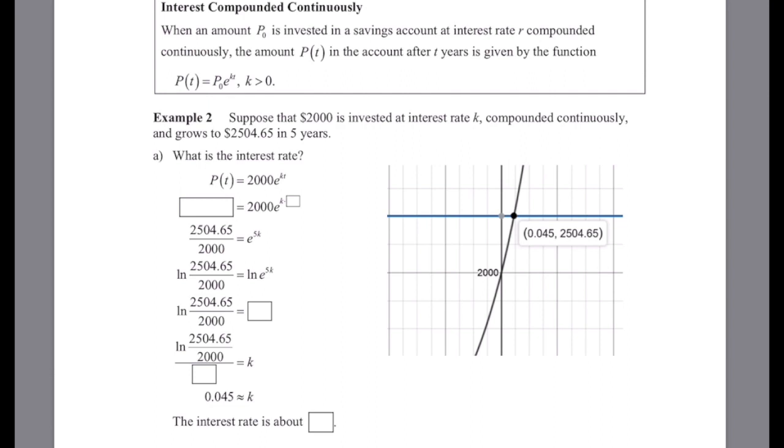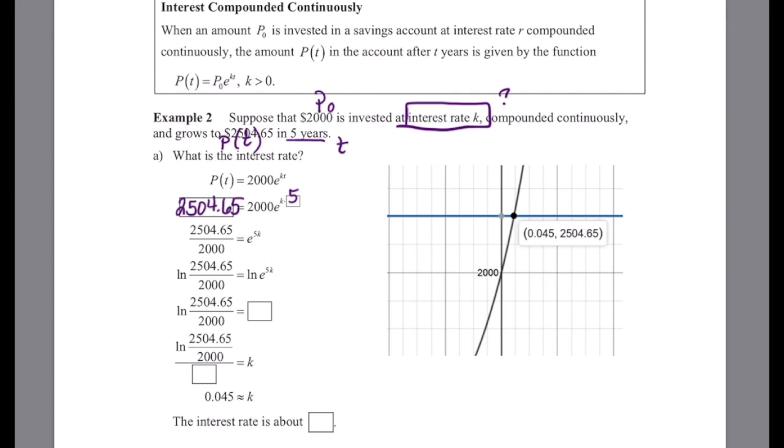Okay, so I know that the amount that we're starting with, P of 0, we know that the amount of years, so our t is 5, but we don't know what k is. We need to identify what is our k value. We do know that the amount that we've earned after all that time is $2,504.65. That's equal to 2,000 times e to the power of k times 5. Let's start by getting e by itself so that we can use the natural logs to evaluate. We'll divide both sides by 2,000.